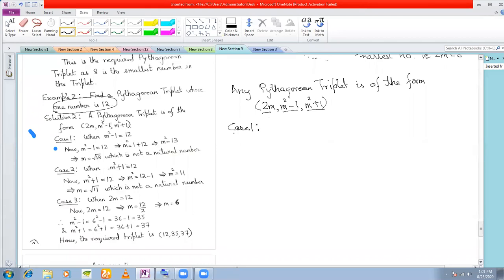Case 1. Let us consider m square minus 1 when m square minus 1 is equal to 12. Let's see what happens. Therefore, m square minus 1 equal to 12 means m square is equal to 13. That means m must be equal to square root of 13. But square root of 13, is it a natural number? No, it is a decimal number, right? But m must be a natural number.